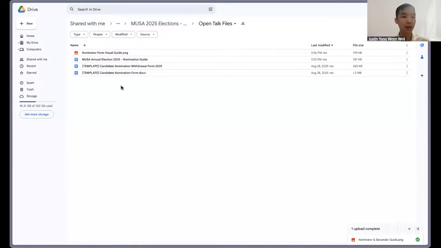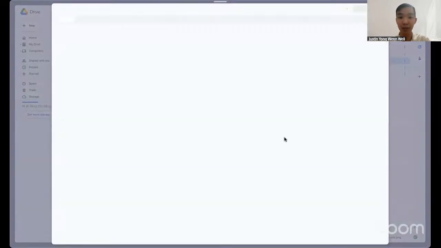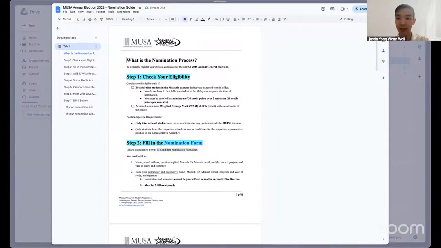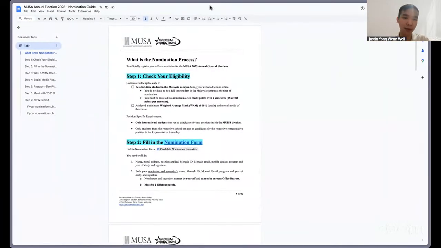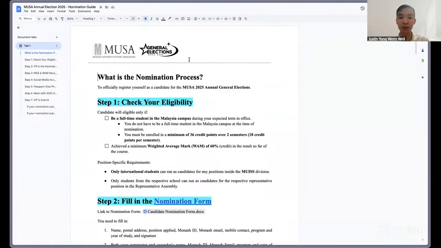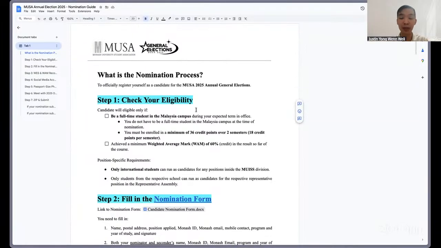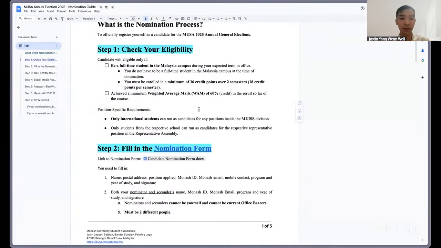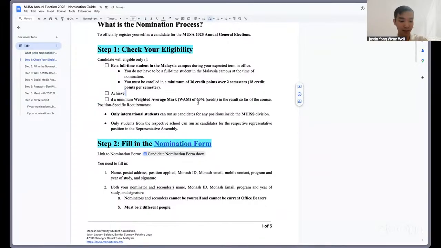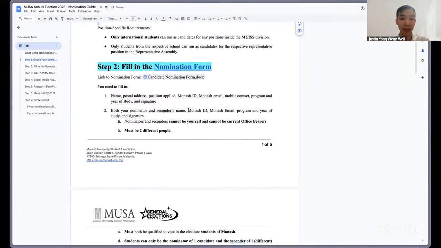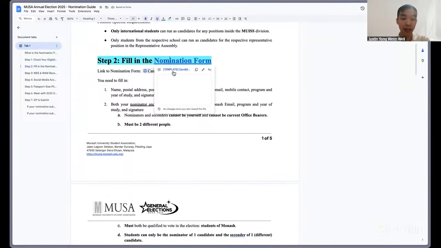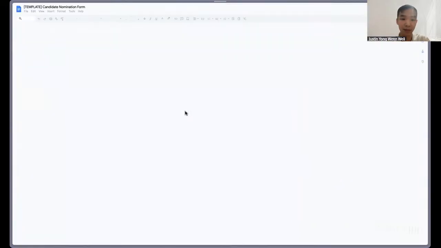All right, so as you can see here, later on we'll be sharing this document also. What we have here is the nomination process guide to help you with the entire application process, to know what documents to get and how to approach it, who you must meet, things like that. First of all, as we mentioned earlier, eligibility is clearly written here. And next thing you would see here is the link to the nomination form. So you'll be able to access the nomination form here.